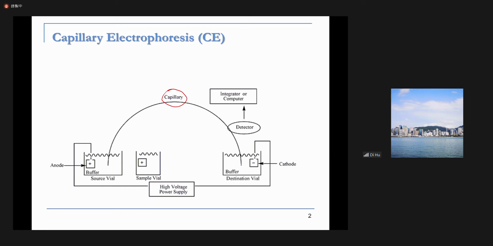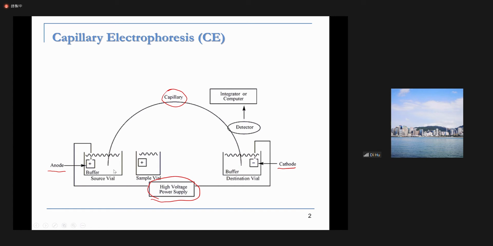Another thing is that there's no pump. The driving force is all applied by the high voltage power supply, which applies the electrical field on two electrodes, one cathode and the other anode. The cathode and anode are put in two buffer reservoirs. The inlet side is called the source vial, and the side close to the detector is called the destination vial, and they are filled with buffer solution.